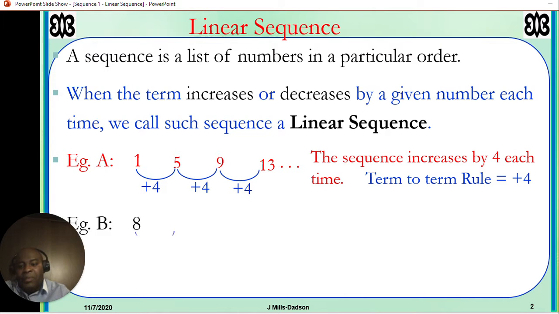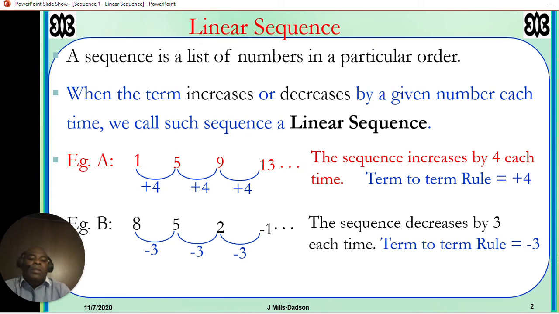Another example: should I start a sequence with 8 and take away 3 each time, I will get a sequence made of 8, 5, 2, negative 1, and that also carries on. This sequence decreases by 3 each time, and the term-to-term rule is minus 3 or take away 3 each time.